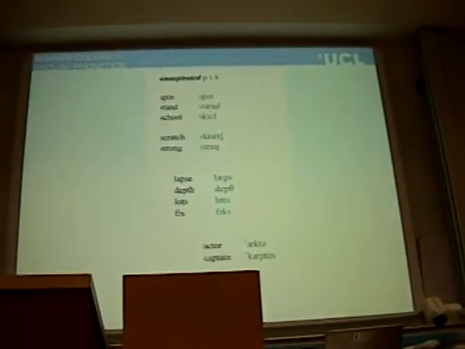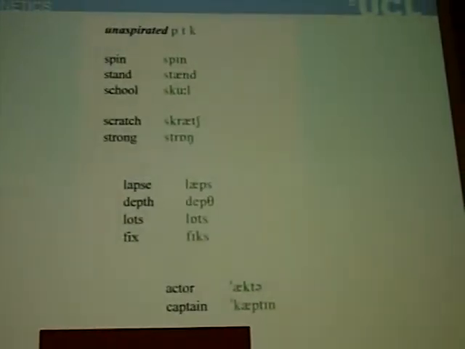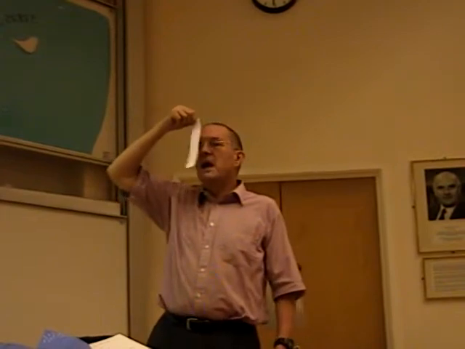Now, what about the places where we have no aspiration? After S at the beginning of a syllable. So this is where we have spin. Check it. Spin. And it would be wrong to say "spin" with aspiration. Spin. Stand. School.